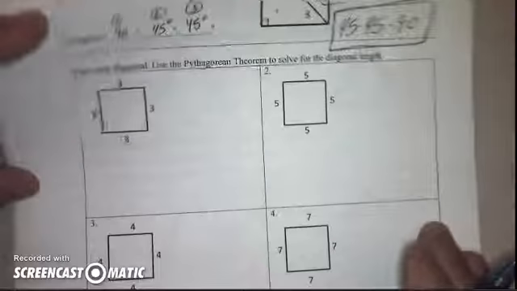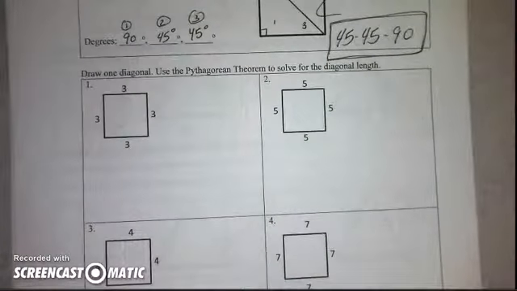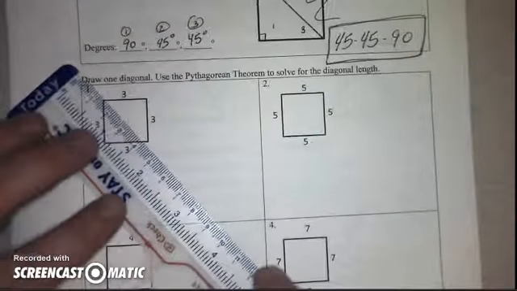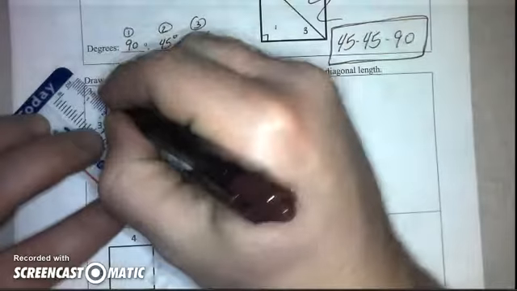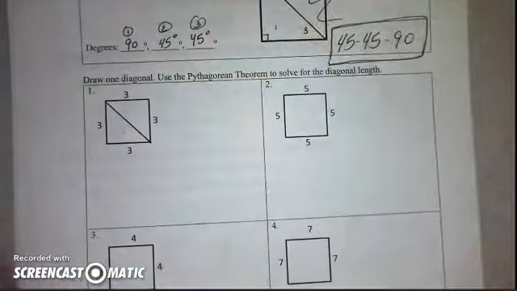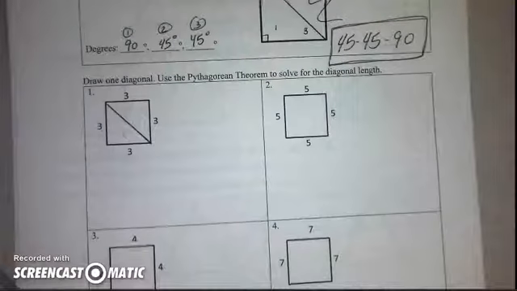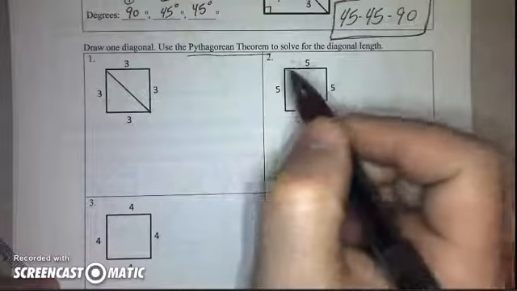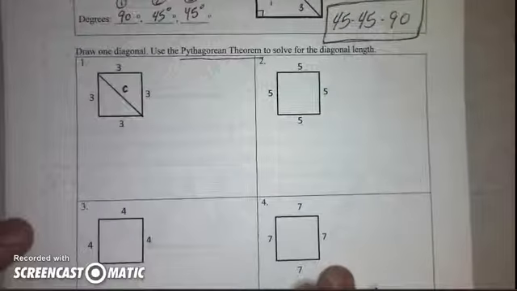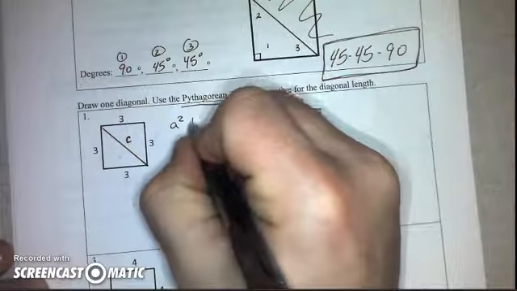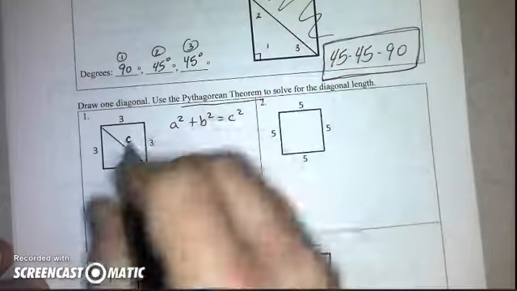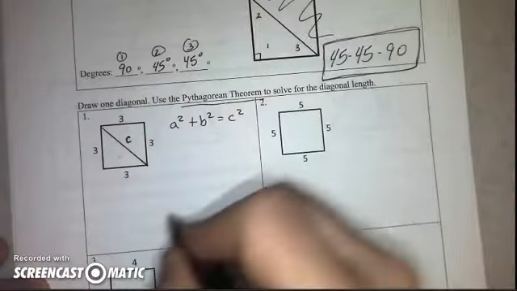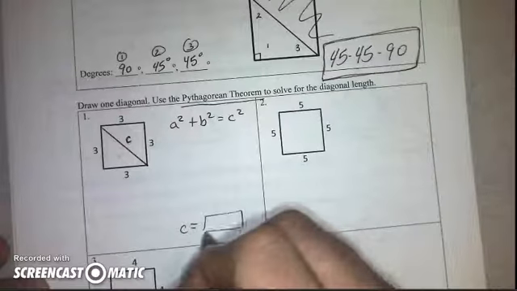So here's what I would like you to do. This is where you're going to get some time to pause the video and do this after I give you these instructions. I want you to draw one diagonal for each of these again, creating these 45, 45, 90 triangles. Draw the same diagonal for all four examples, and then I want you to use Pythagorean theorem to solve for the length of that diagonal. We're going to call the length of that diagonal c. So you're going to do a squared plus b squared equals c squared for all four of these examples, and you're going to find out what c equals for each one.